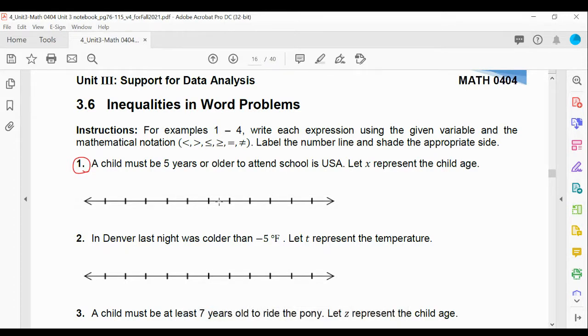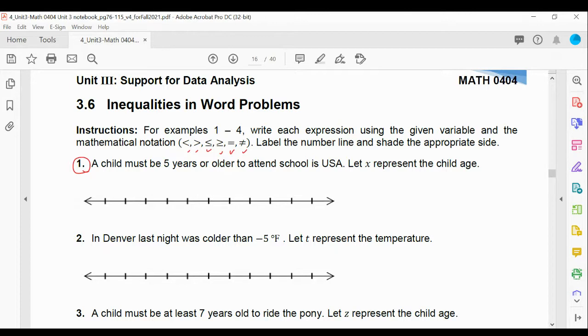So the instructions say for these examples, write each expression using the given variable and the mathematical notation. So less than, greater than, less than or equal to, greater than or equal to, or not equal to. So we're going to use one of those symbols. Label the number line and shade the appropriate side.